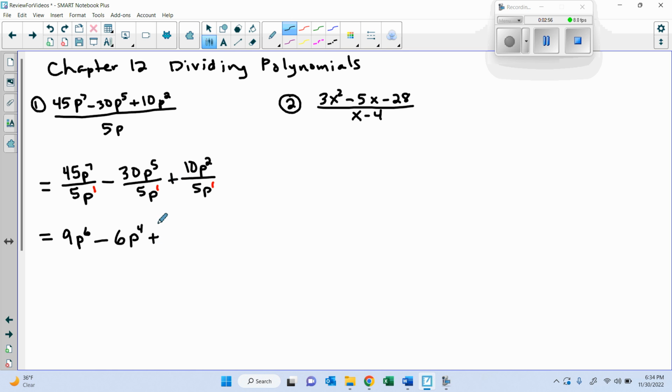And then this is a plus, so you're going to write plus. 10 divided by 5 is 2. P to the 2nd over p to the 1st, you're going to do p to the 2 minus 1. 2 minus 1 is 1. And you can either write that 1 there or just don't write anything. And that's it. So dividing by a monomial, a single, is really easy. So let's go to this problem.